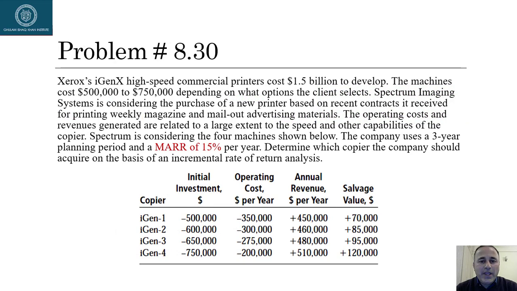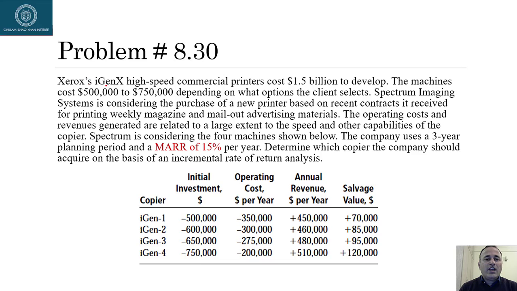All right, problem 8.30. This problem is from chapter number 8. Chapter number 8 was all about multiple alternatives. And in multiple alternatives, we are interested in incremental cash flows. Why? Because if there are multiple solutions for IRR, in order to tackle the issue of multiple IRRs, we calculate the incremental cash flows. So let's do that.